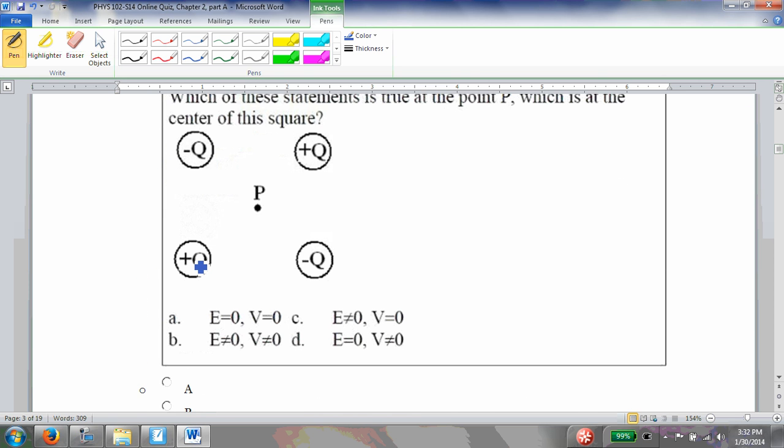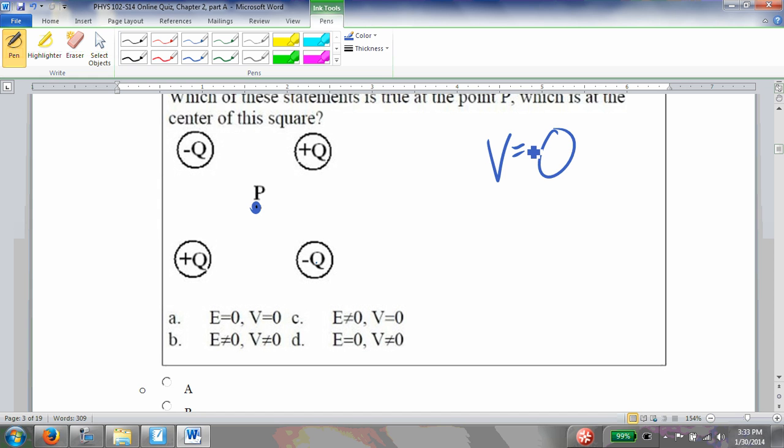Which of these statements is true at point P, which is at the center of the square? All right, well, first I'm asking about the electric field and the potential. Now notice that there are equal numbers of negative and positive particles, and I'm equidistant from all four. So that tells me right off that my potential is zero, because they're all going to cancel one another out. Remember, potential is a scalar quantity.